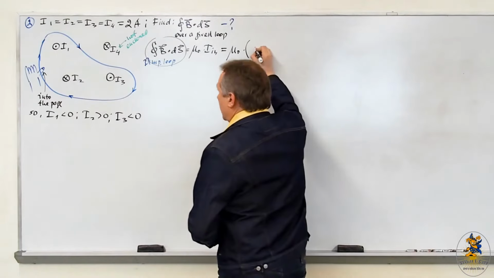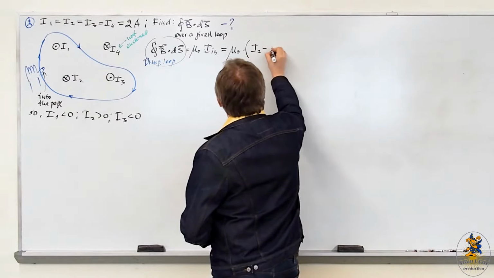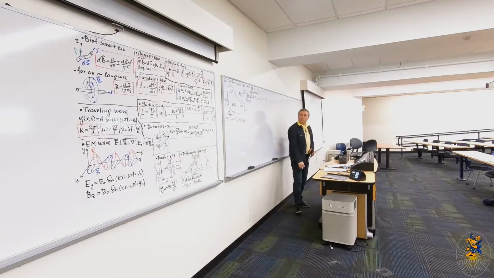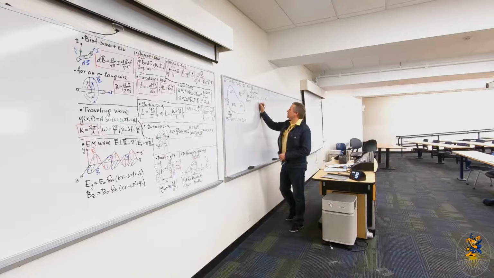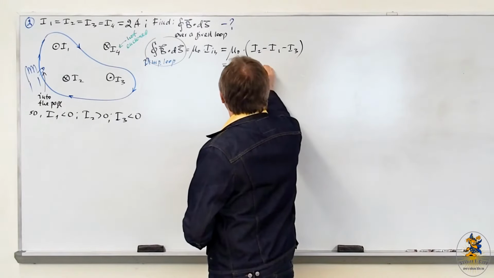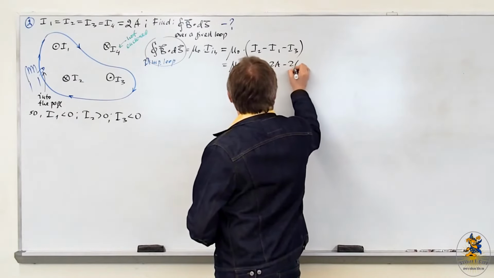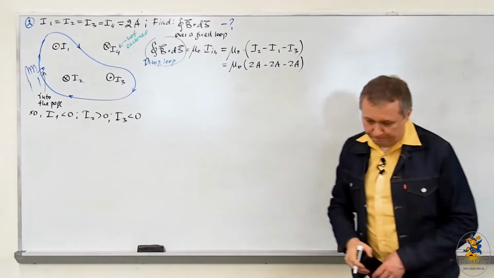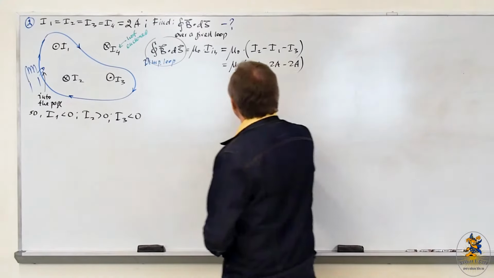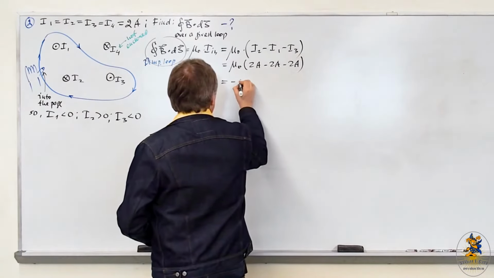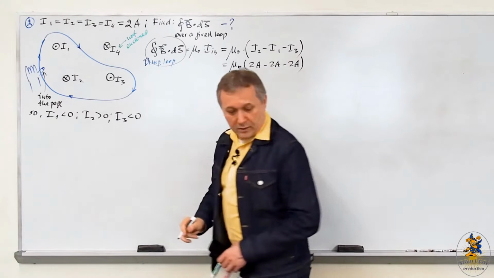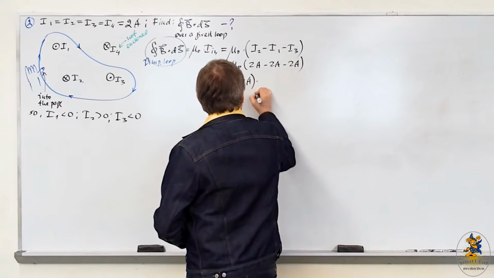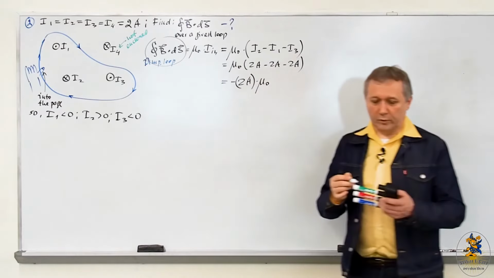Okay, so now let me write over here. It will be I2 minus I1 minus I3. So now it is equal to mu naught times 2 amps minus 2 amps minus 2 amps, because all currents are the same. So as a result, we're getting minus 2 amps times mu naught, in terms of mu naught.